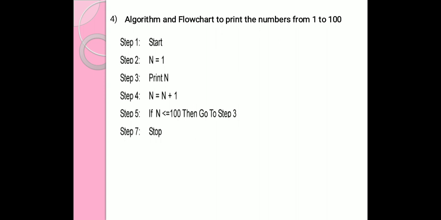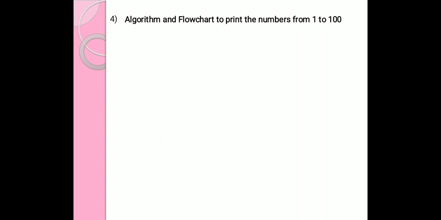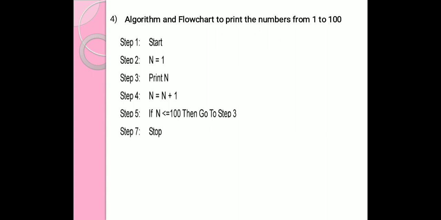And steps 3, 4, 5 constitute a loop. The control comes out of the loop only when the condition becomes false. That is, we print 1, 2, 3, 4, 5 etc. up to 100. Then when the value of n is 100, go to step 3, then print 100. Then the value of n is increased by 1, so n equal to 101. Is 101 less than or equal to 100? It is false. Then exit from the loop, that is steps 3, 4, 5.